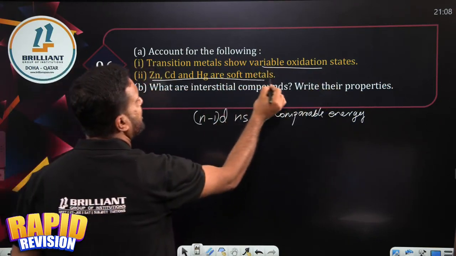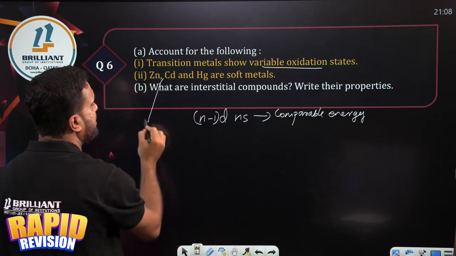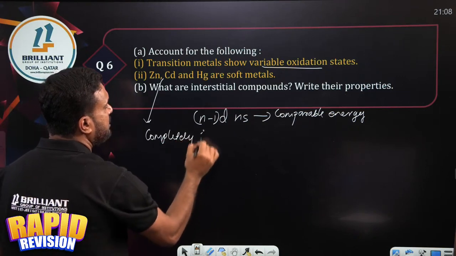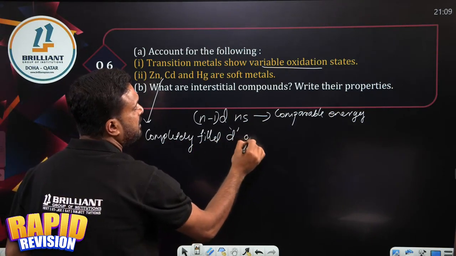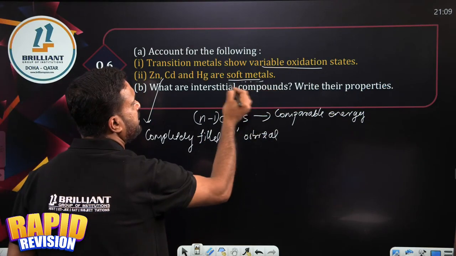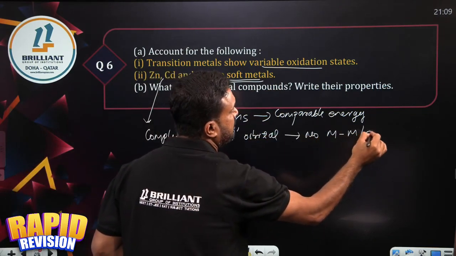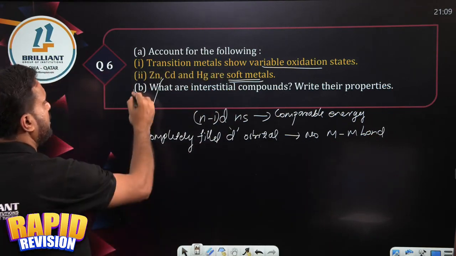Zinc, cadmium, mercury are soft metals. The same I explained. These are soft metals because they have completely filled d orbitals. Completely filled d orbitals mean there is no metal-metal bond, and no metal-metal bond means soft. Adjacent metal atoms will not be bonded.